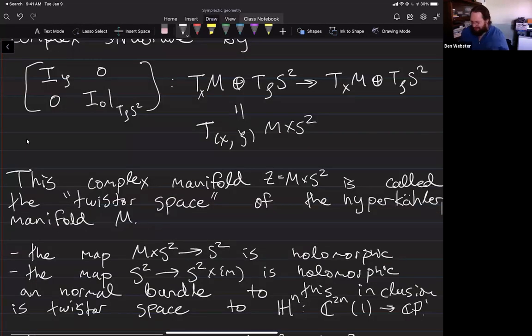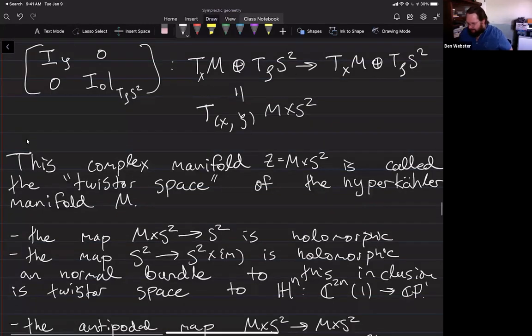So then you get some relatively easy arguments that if I take the projection down to S2, that's holomorphic. Now note, there's no holomorphic projection to M because I would have to decide what the complex structure in M is, and I can't decide. I want to look at all of them at once, right? So there's no sense in which I can holomorphically project to M, but I can holomorphically project down to S2 just fine.